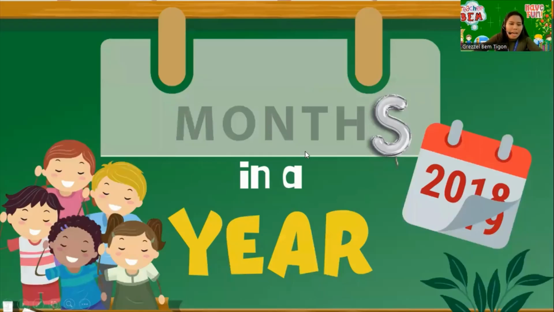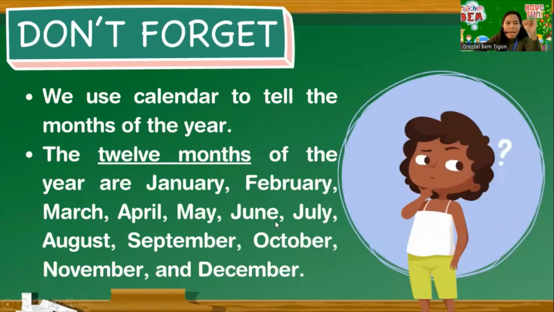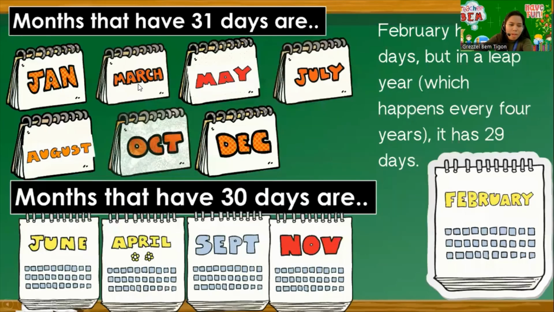And lastly, I think this one is our last lesson in math. It's about months in a year. How many months do we have in a year? January, February, March, April, May, and June. July, August, September, October, November, December. Those are the months.